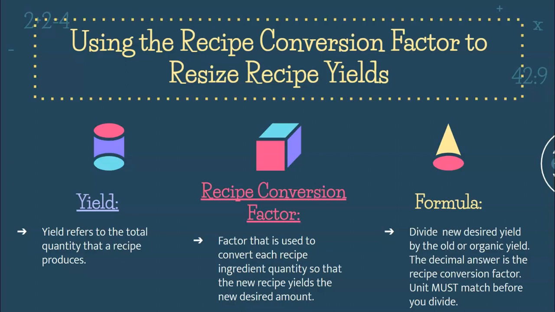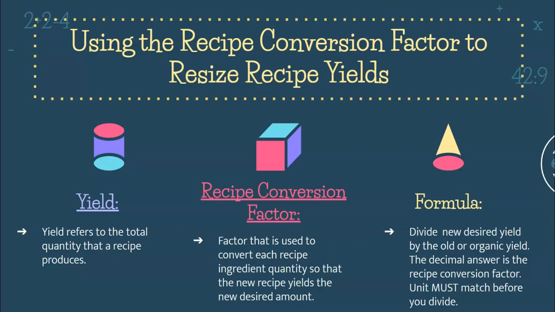All right. You can see in the center here, recipe conversion factor is a factor that we use to convert each individual ingredient quantity so that the new recipe yields the new desired amounts. And then you'll use the formula, which is new yield divided by old yield, and it's going to give you a number. If it's a decimal, you need to use it in its exact form. And before you convert, the units need to match.